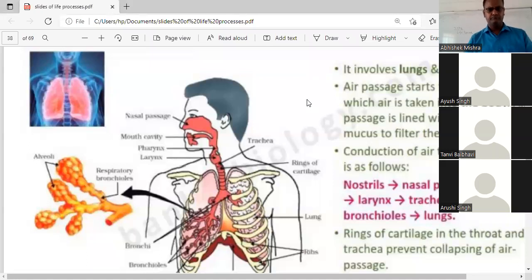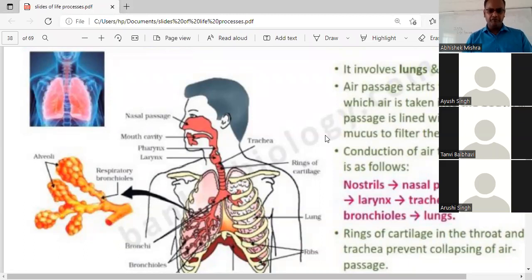Yes, Tanvi, go ahead. You are audible. Then from the pharynx to the larynx, and then it enters the trachea. Okay. And then bronchi, and from bronchioles to the lungs. Okay.